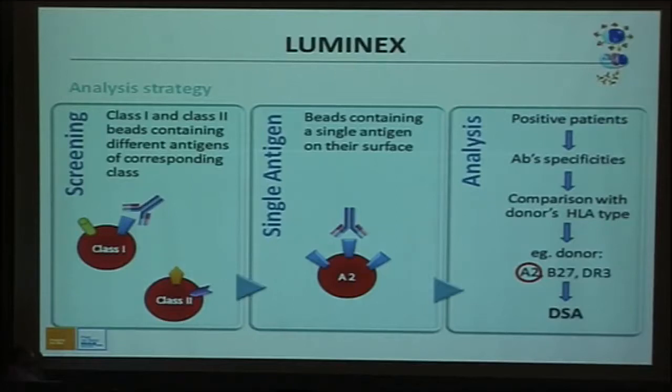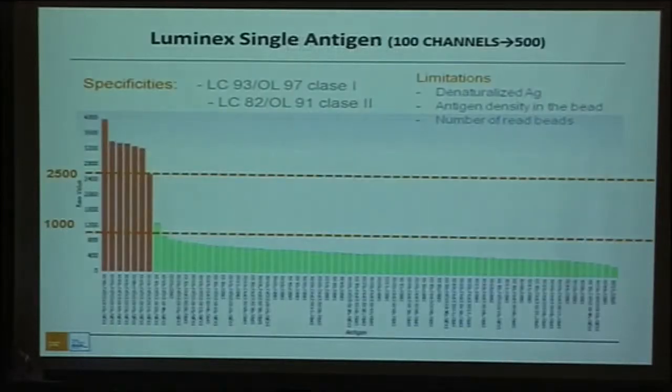Sometimes this 2000 MFI, a low amount of antibody, with a flow cross-match which is negative, can still lead to antibody-mediated rejection. And this is because you have donor-specific antibodies, even though they are at low amounts, in the single antigen assay.